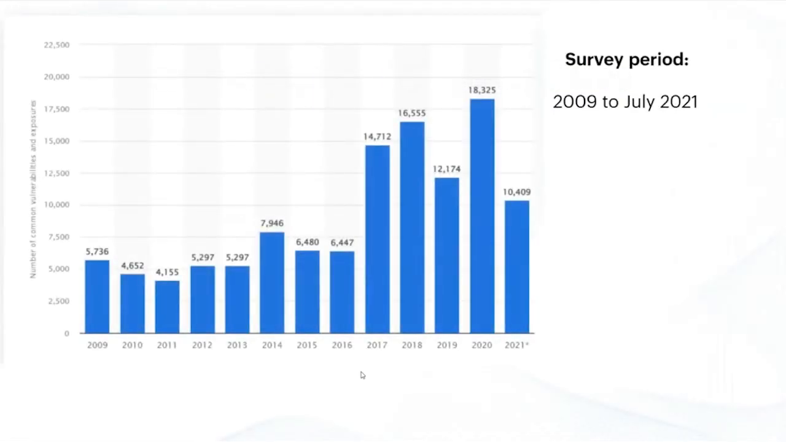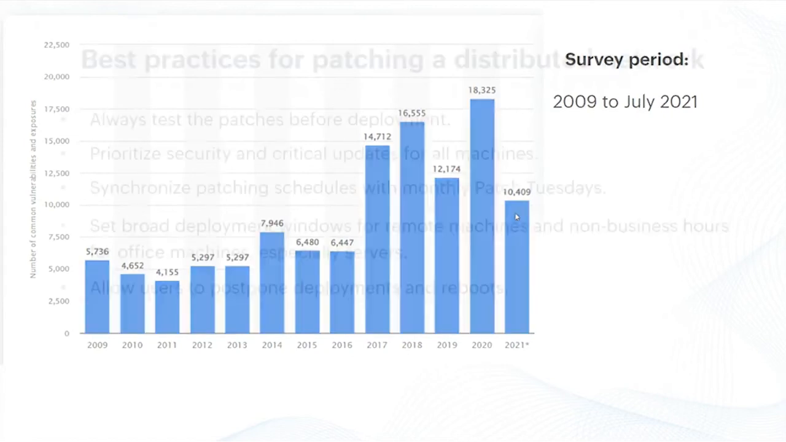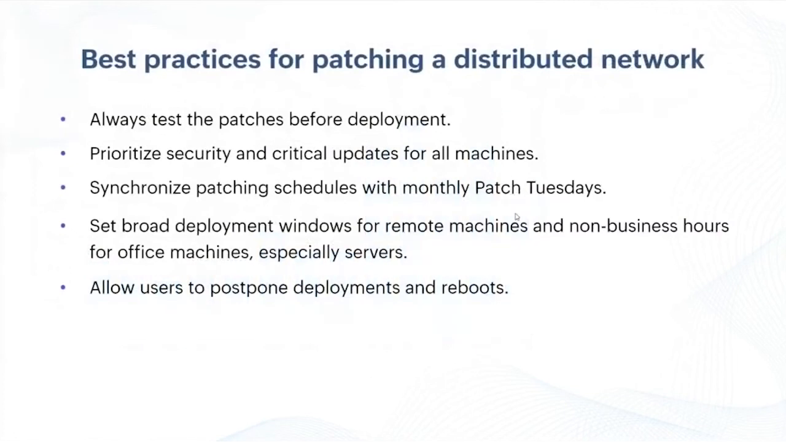Now, as you can see from the graph on the screen, it clearly depicts the steep rise in vulnerabilities each year. As we can see, a total of 10,409 vulnerabilities were reported till July of 2020. Such an alarming rise in vulnerabilities only reiterates the dire need for patching to protect the endpoints in a network. So with that being said, let's take a look at the best practices for patching in a hybrid network.